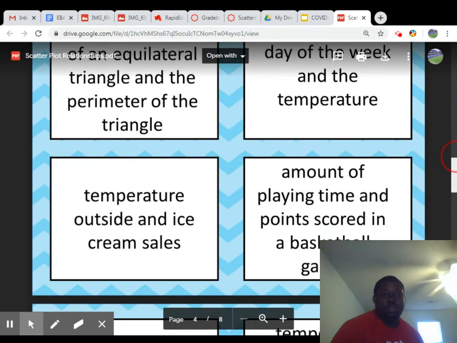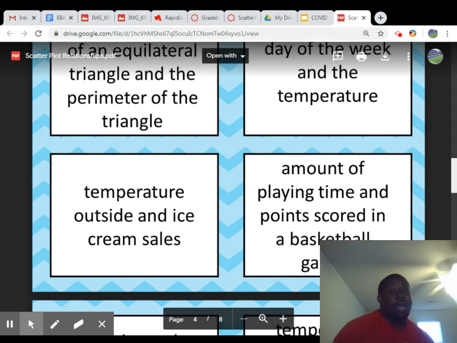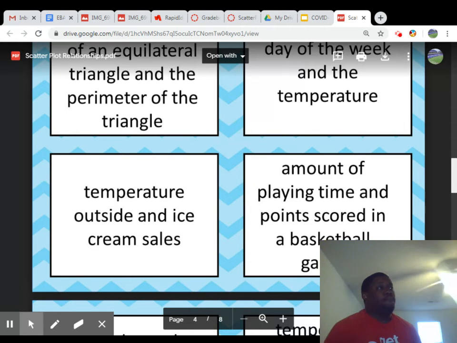Let's look at the next one. Temperature outside and ice cream sales. So let's say it's 40 degrees outside. Are you more likely to get ice cream if it's 40 degrees outside? No. But let's say it's 90 degrees outside. You're more than likely to get some ice cream. If it's 70 degrees outside, you're less likely to get it than you were at 90. So the hotter the temperature, the more likely you're going to get some ice cream. So temperature is going to have a positive effect on your ice cream sales.